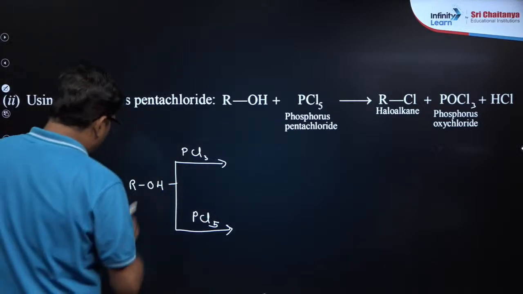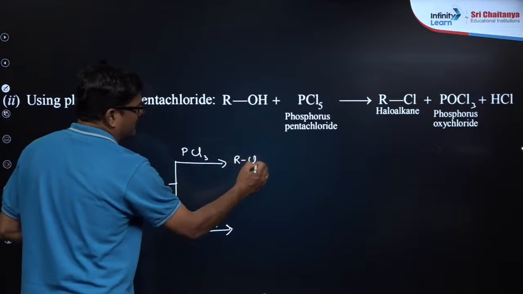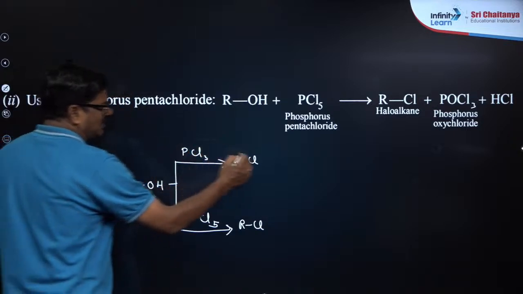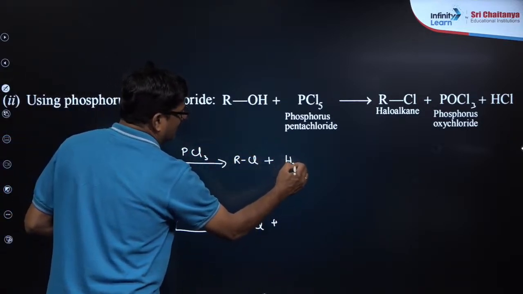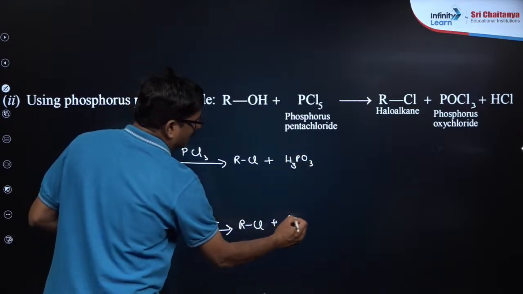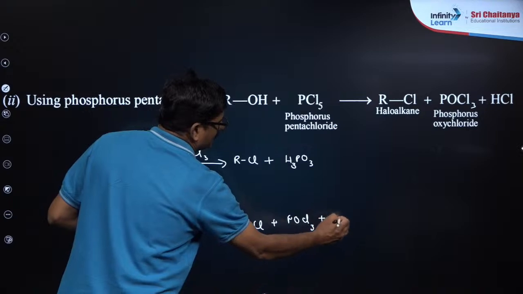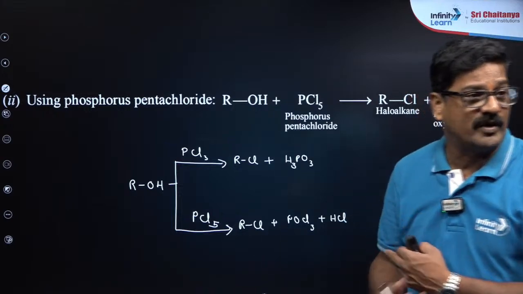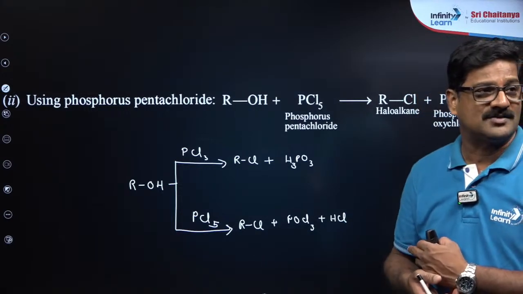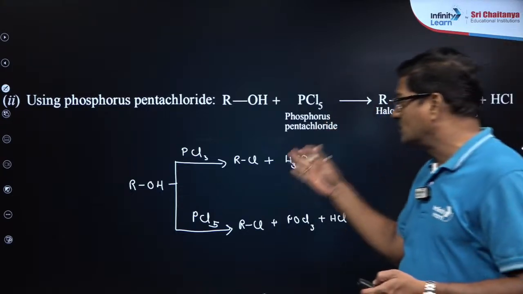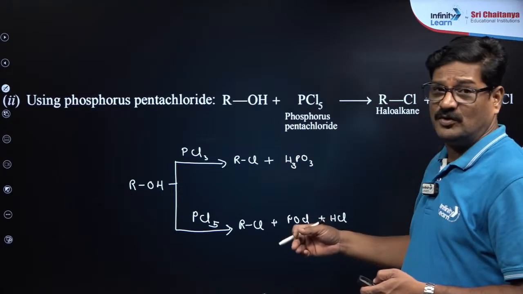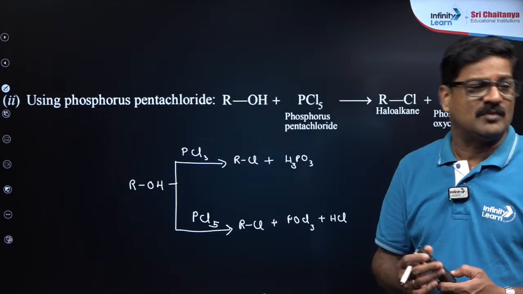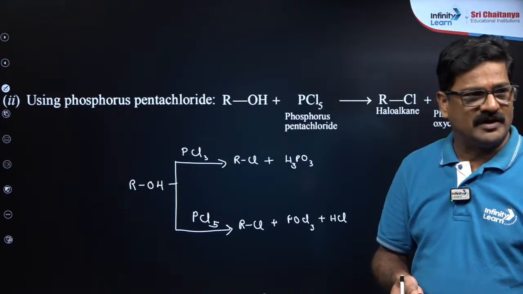Whenever PCl3 is reacted, you are going to get RCl. PCl5 also gives RCl. But what is the difference between the two? PCl3 gives rise to H3PO3, and PCl5 gives POCl3 plus HCl. The side products are also sometimes identifiable when the reaction is going on. Clear? You all understood, right? So you can use chloride donors like PCl3 and PCl5, and you can also use thionyl chloride, with one molecule of alcohol in both reactions.